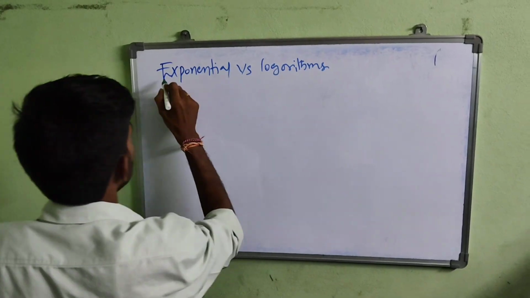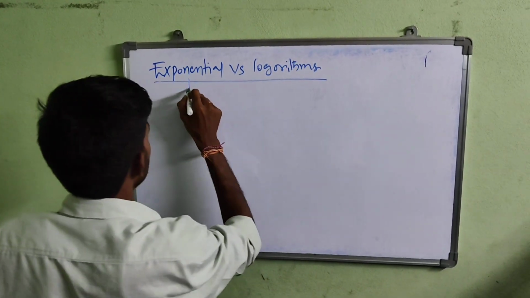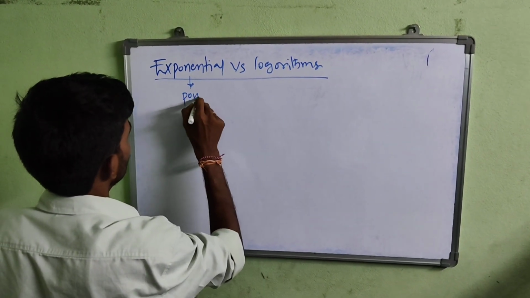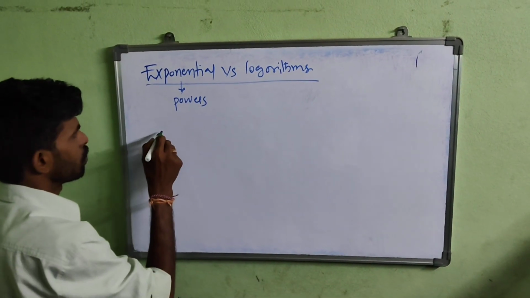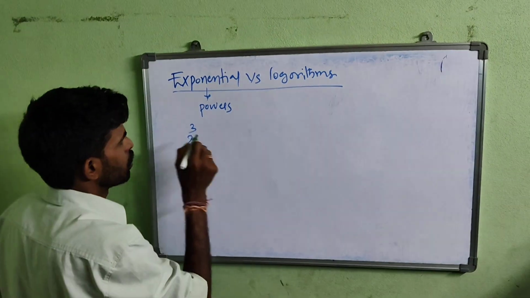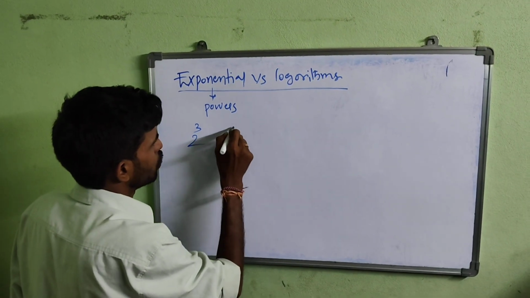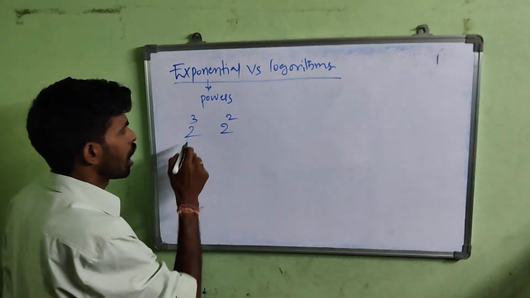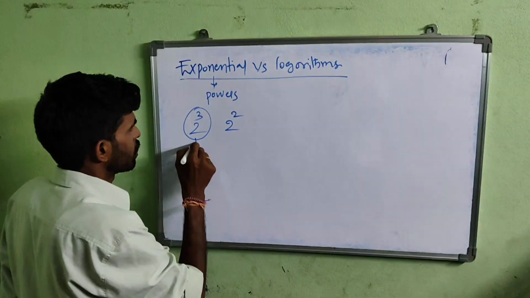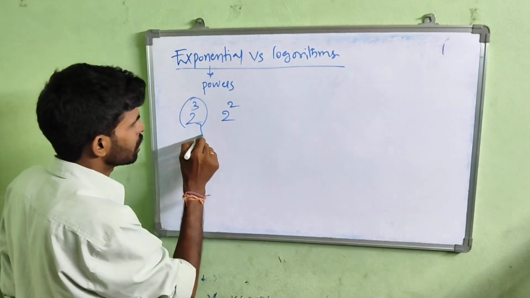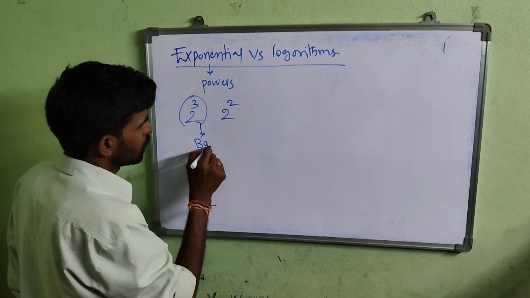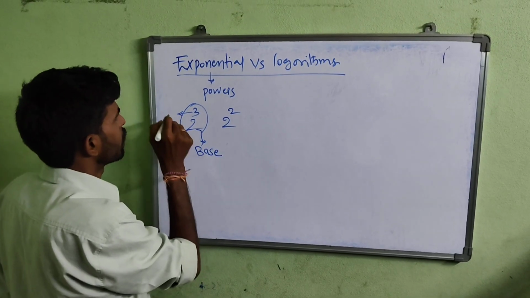Okay. Now, exponentials are nothing but powers. For example, 2 square is there. How can we read it? In this, there is a part. This 2 is the base, and this is the power.